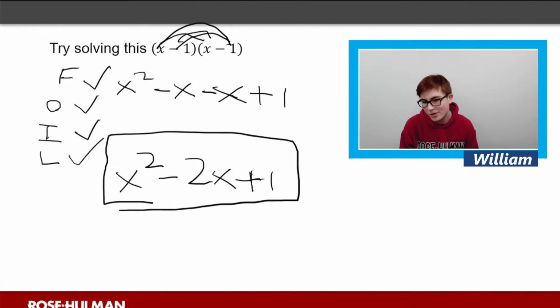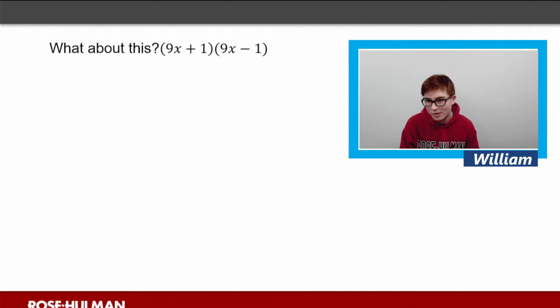Great. So I'm going to move on to my next example here. A little bit more tricky. This time we're doing a 9x plus 1 multiplied by a 9x minus 1. Throws a little bit of a curveball in there. We've got the plus and the minus, but otherwise the terms are the same.